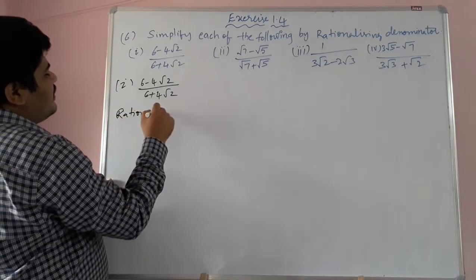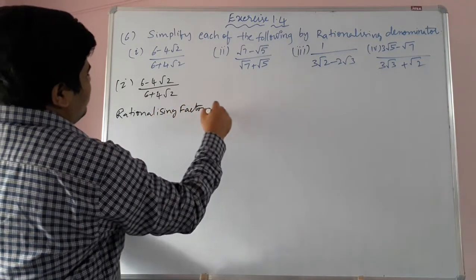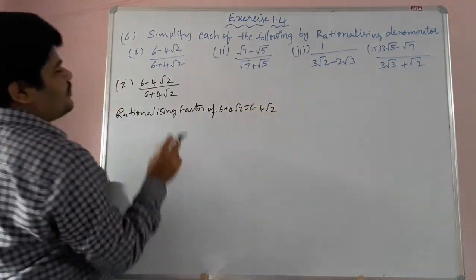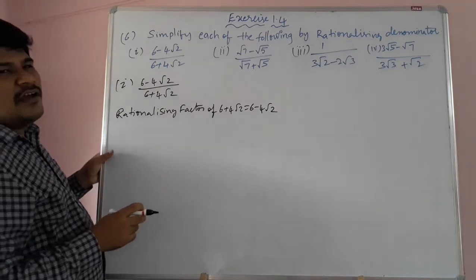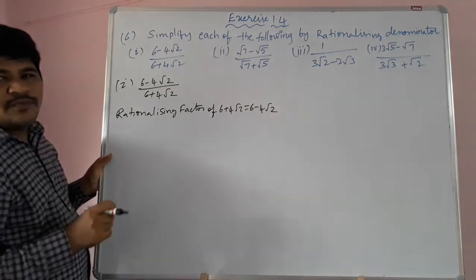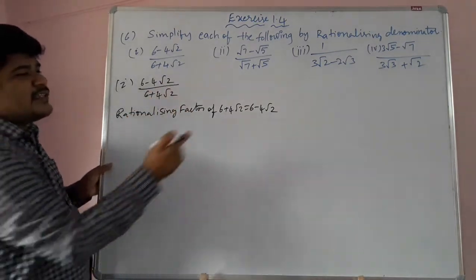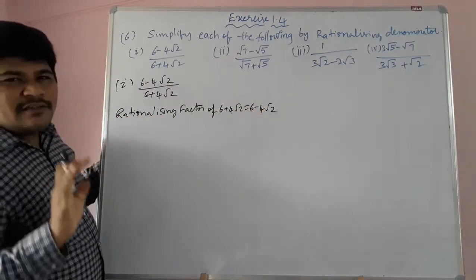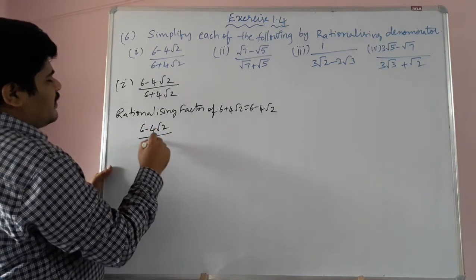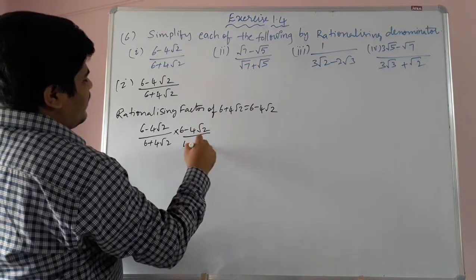Okay. So first we have to take the rationalizing factor of 6 plus 4 root 2, which is 6 minus 4 root 2. So students, here we need to multiply the given expression with 6 minus 4 root 2 by 6 minus 4 root 2. So 6 minus 4 root 2 by 6 plus 4 root 2 into 6 minus 4 root 2 by 6 minus 4 root 2.